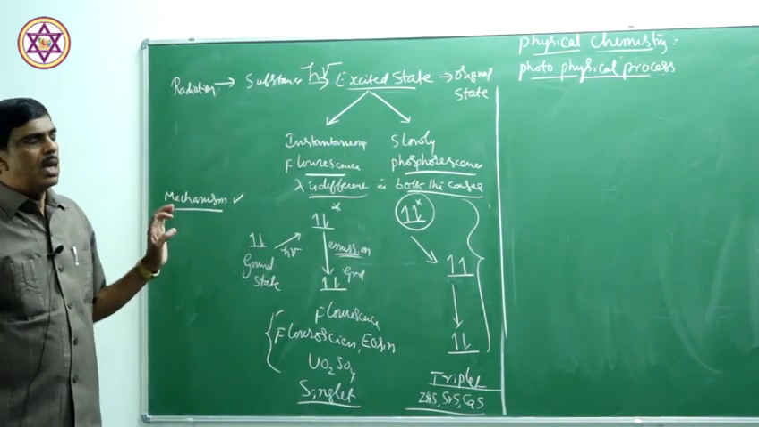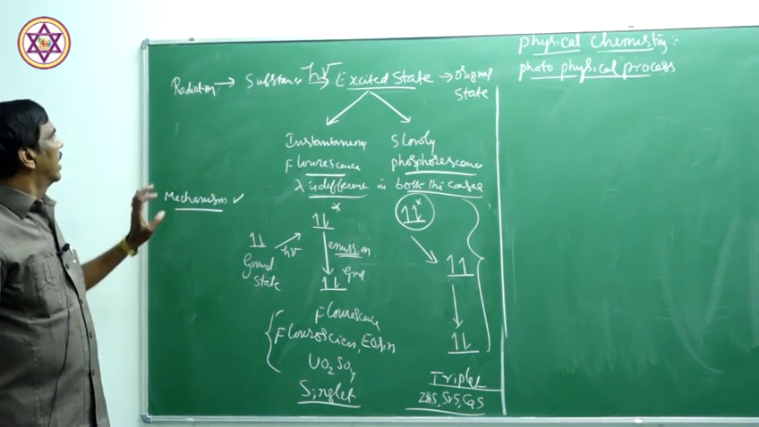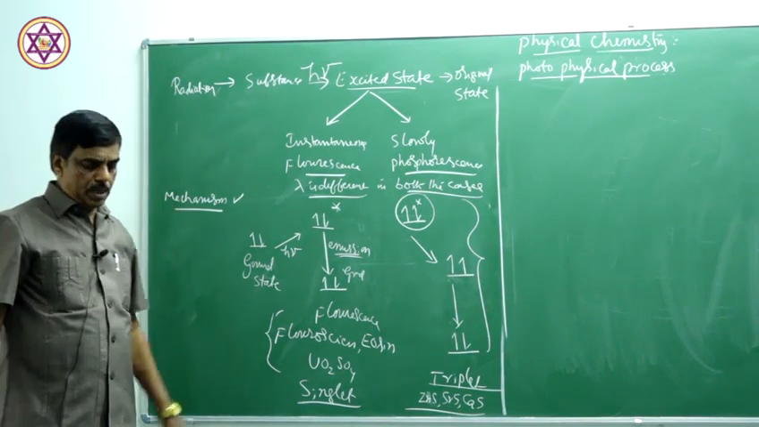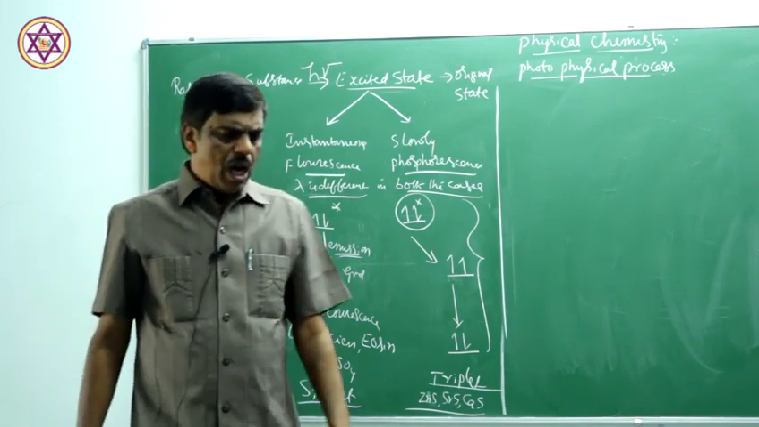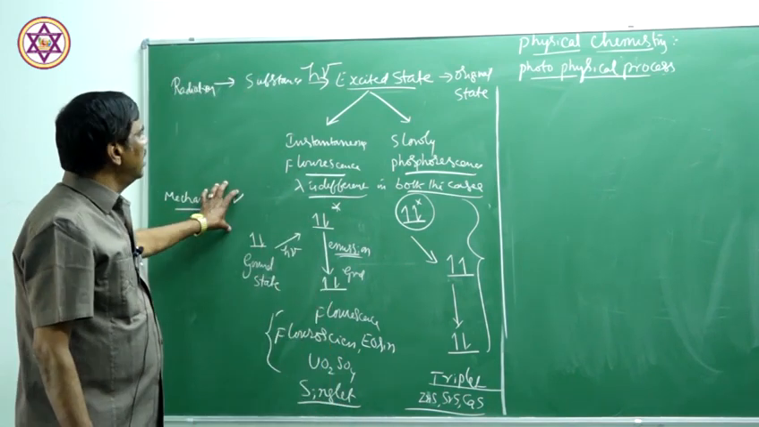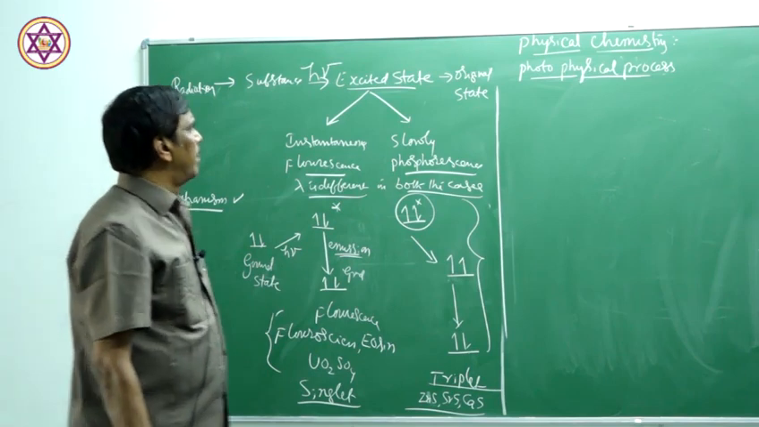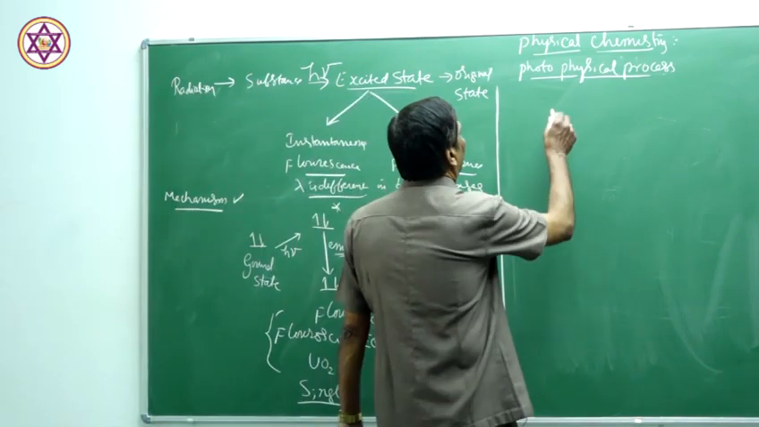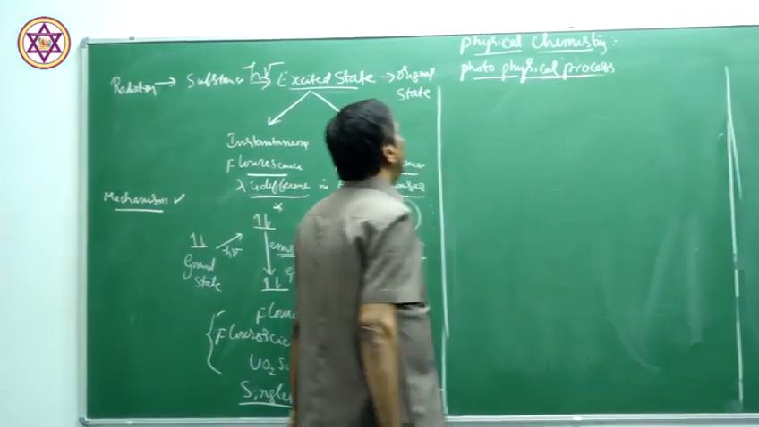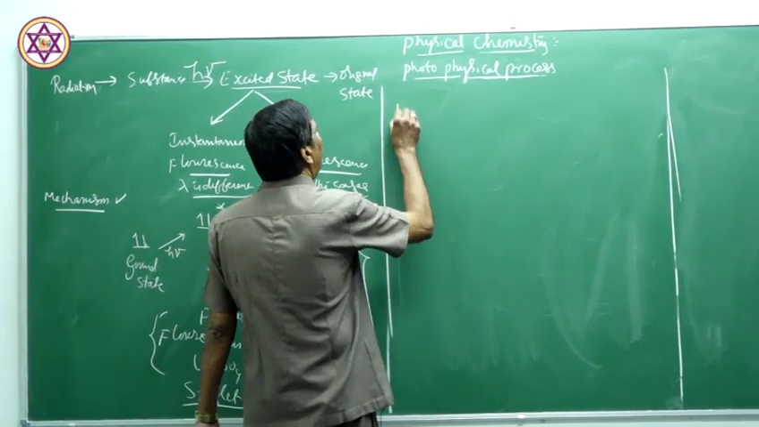Both fluorescence and phosphorescence are photophysical processes. Now, apart from fluorescence and phosphorescence, there are other photophysical processes. One is luminescence.